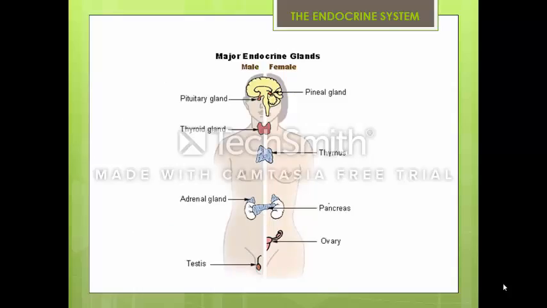So this diagram shows the main endocrine glands within the body. Starting in the brain, there's the pineal gland and the pituitary gland. As we move down the body, there's the thyroid gland located around the throat, the thymus, which is around the center of the chest, the adrenal glands, which sit on top of the kidneys, the pancreas, the ovaries in females, and the testes in males.